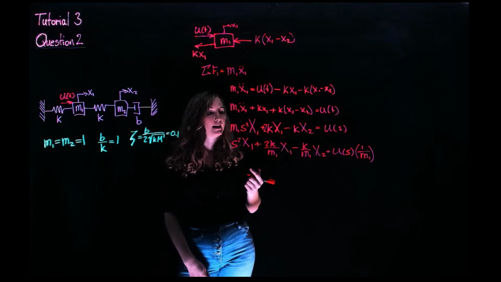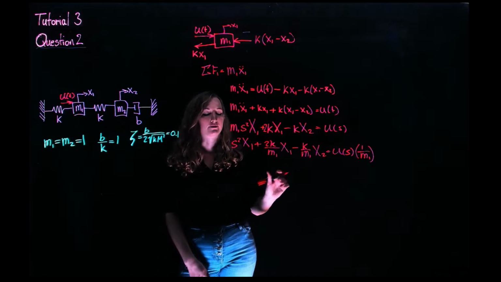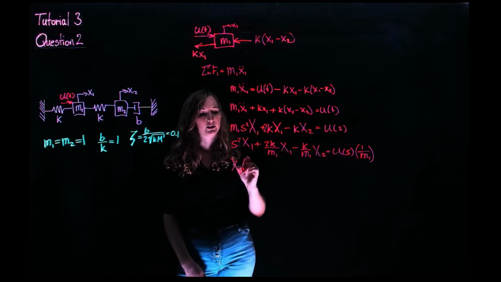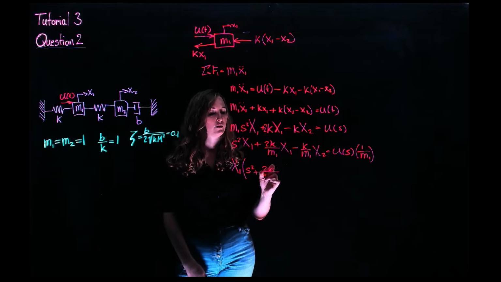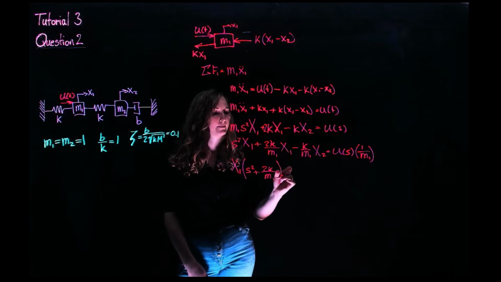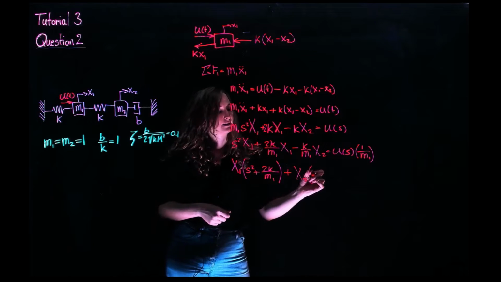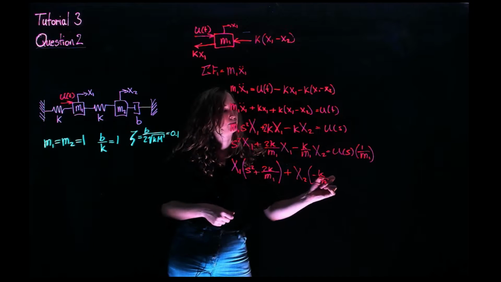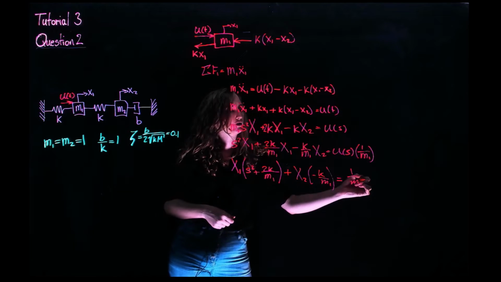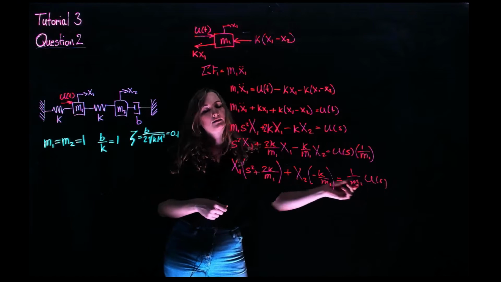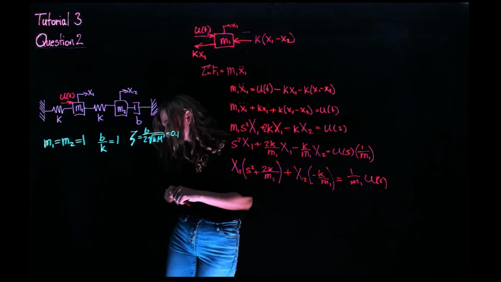Okay, we're going to factor out the x1 and the x2 just to isolate our variables a little bit better. So we get x1 times s squared plus 2k over m1, plus x2 times negative k over m1. And that's still equal to 1 over m1 times u of s. So that's it. I'm going to set that equation aside here, and we will do the second one.